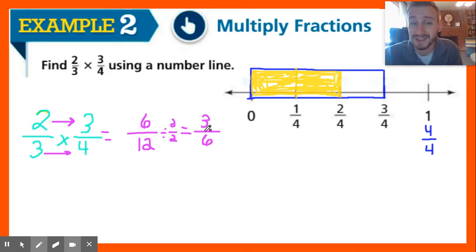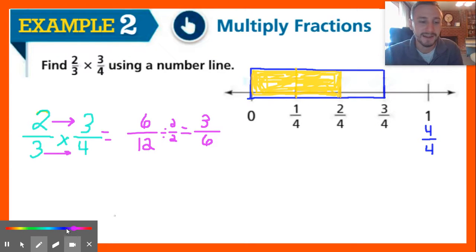Can I simplify this more? Can 2 evenly go into 3? 2, 4, no. So 2 can't evenly go into 3. 2 can evenly go into 6, but the number has to go into both. Let's try 3. Does 3 go into 3? Yeah, 3 goes into 3 one time, right? Does 3 go into 6? Yes, it does. 3 goes into 6 two times.